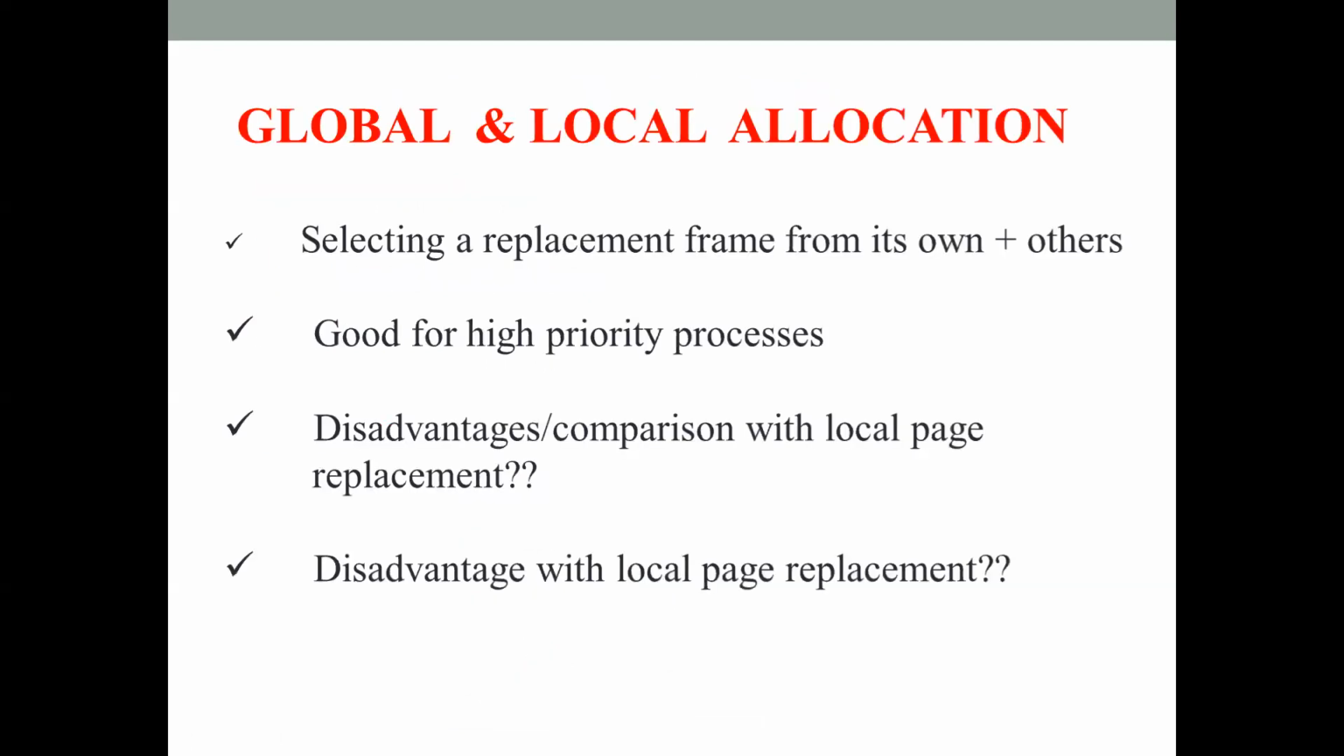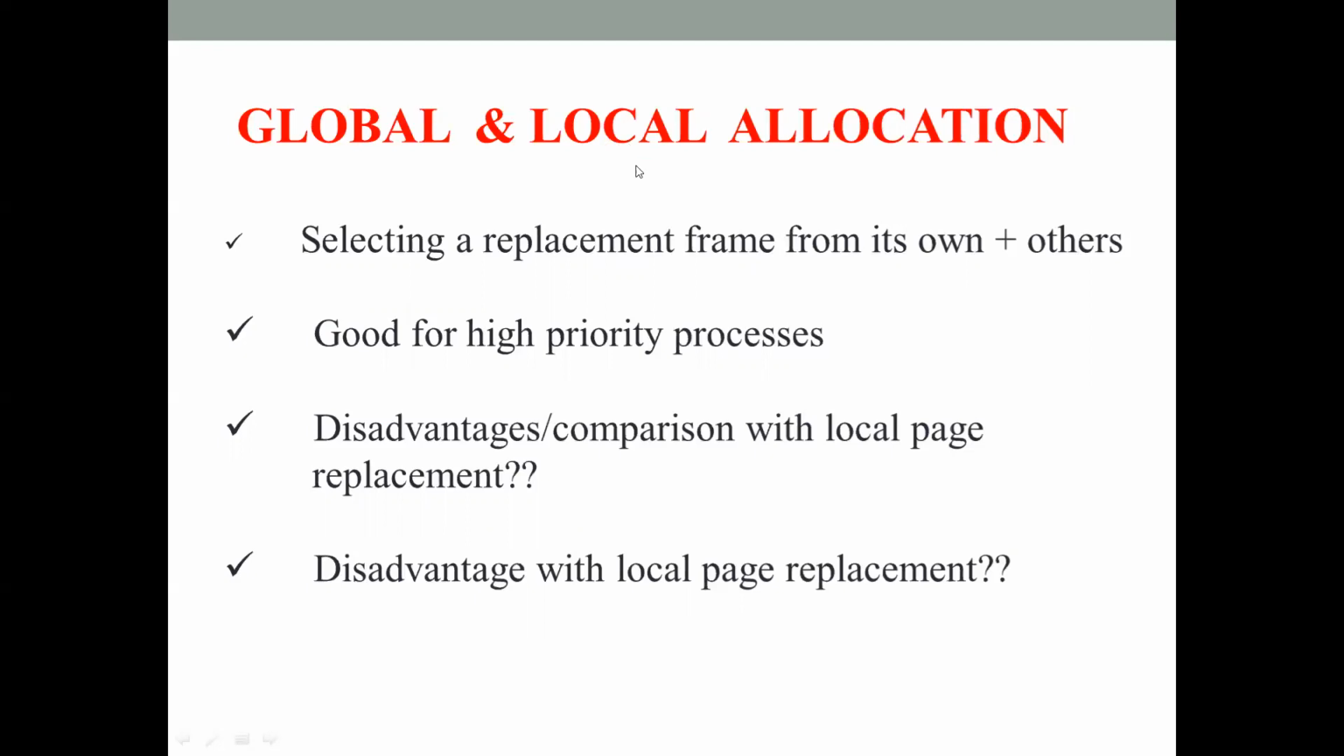The third type of algorithm is the global page replacement allocation algorithm. So in global page replacement allocation, how will a replacement frame be selected? Whenever a frame has to be selected for replacement, it will be selected from the set of all frames. That is, each process will select a replacement frame from its own set of allocated frames, as well as the frames allocated to all other processes existing in the system. That is called global page replacement allocation.